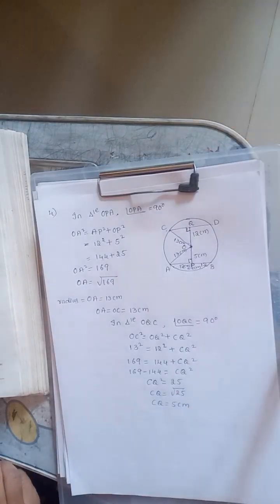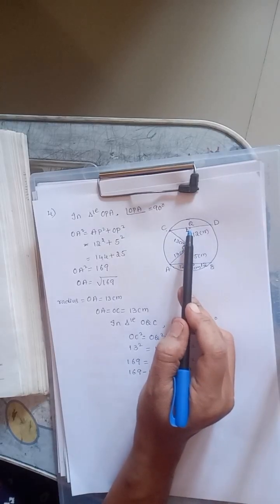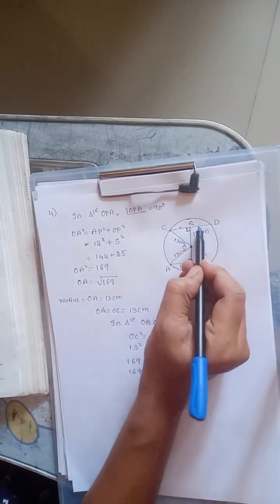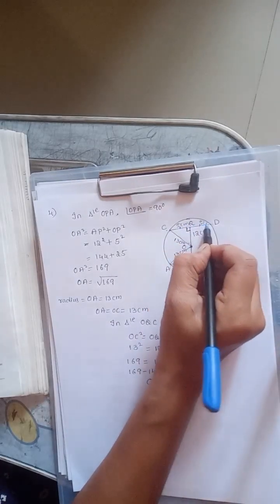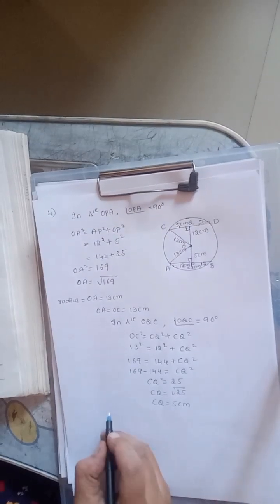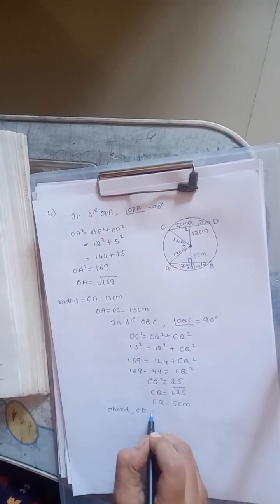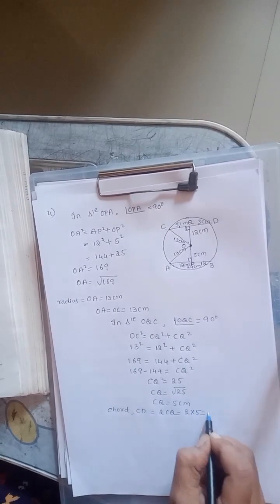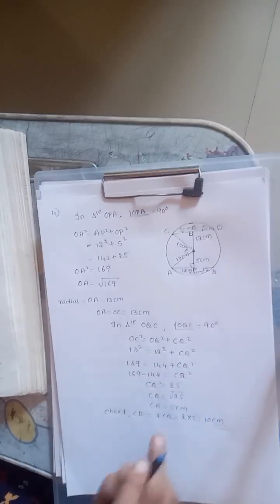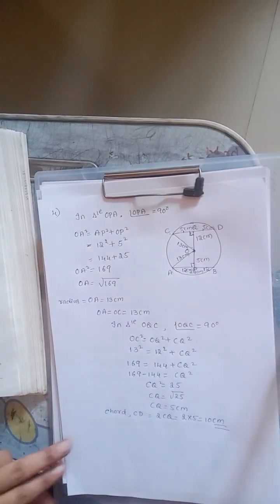CQ is 5 centimeter. And again, the perpendicular drawn from the center of the circle to a chord bisects the chord. So if CQ is 5 centimeter, then QD is 5 centimeter. Now the length of the chord CD will become twice the length of CQ, that is 2 into 5 equals 10 centimeter. Like this you need to find out the length of the chord CD. Next, move on to the next question.